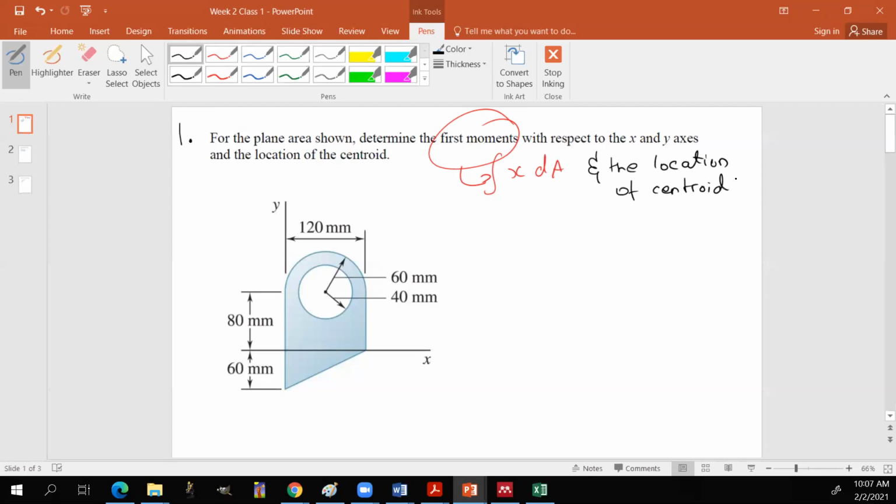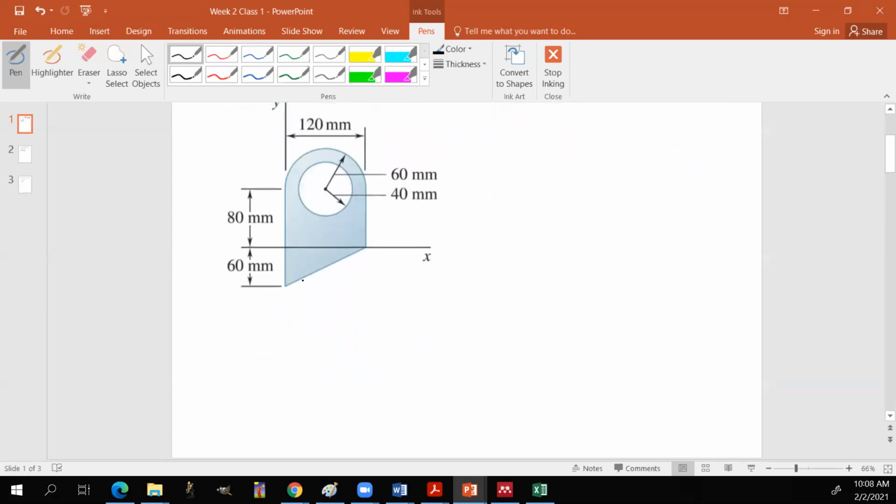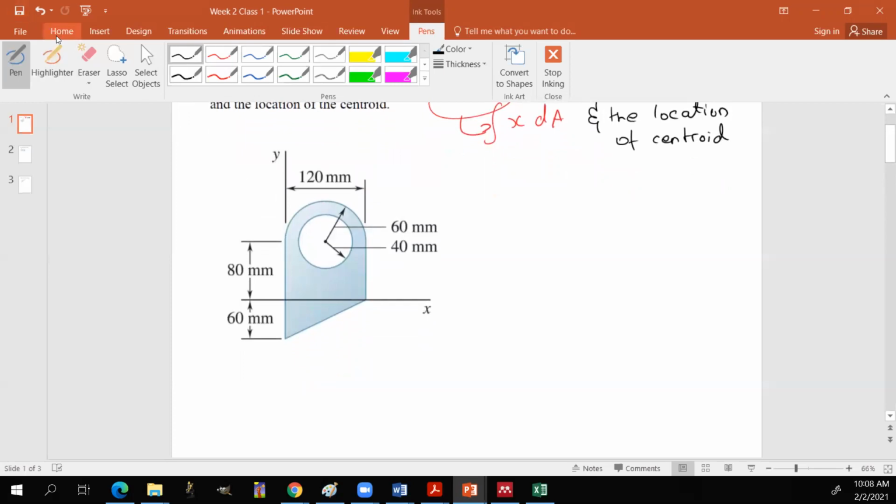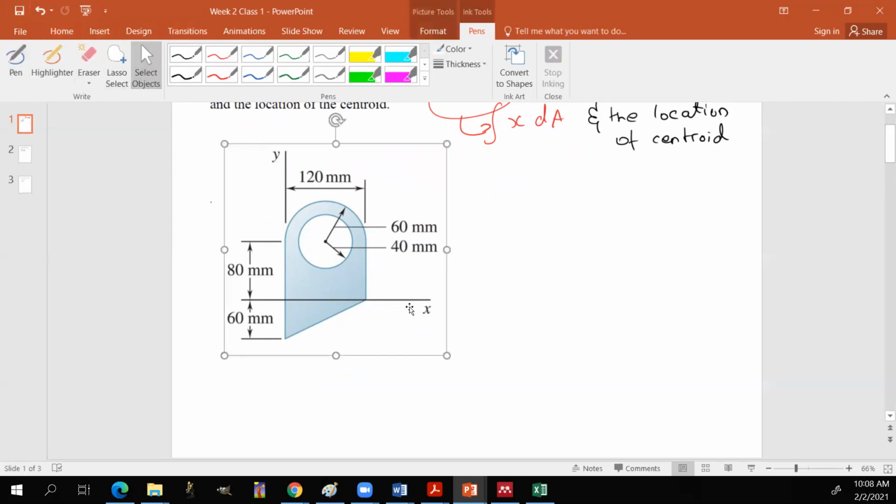All right, so the way to go about solving this problem is that you want to divide the area into a triangle, a rectangle, and a semicircle, right? Then you find out the centroid of each of those, and then you just use the principle of superposition to find out the overall thing, right? So let's go about it.